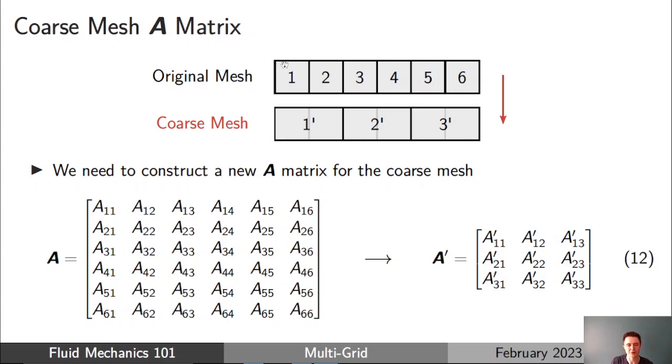When we're moving from this original mesh with 6 cells, our A matrix, of course, has dimensions of 6 by 6, because there are 6 centroids in the mesh. We're moving down to our coarser mesh, and this mesh only has 3 centroids, so the A matrix is going to have dimensions of 3 by 3. Again, you're probably already guessing that we're going to need to do some kind of matrix multiplication here to change the size of the A matrix to get down to this smaller A prime matrix.